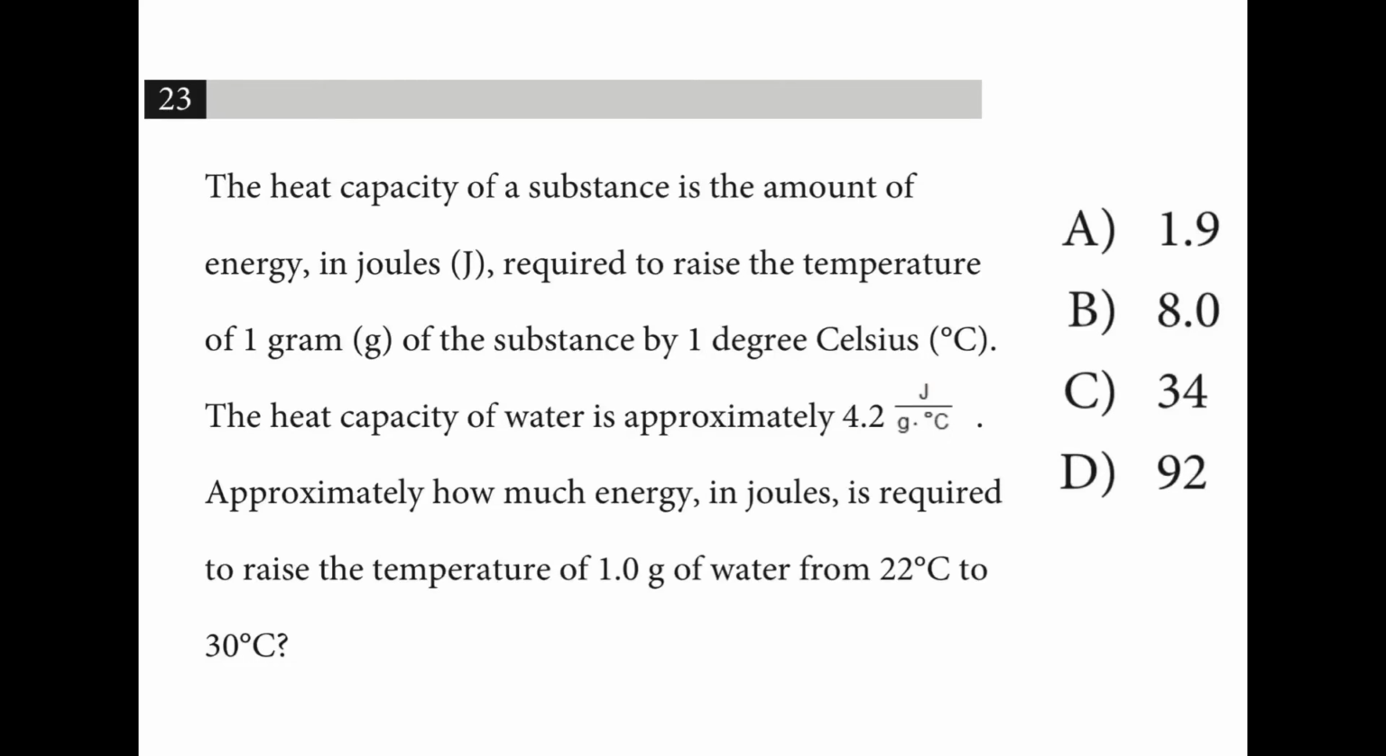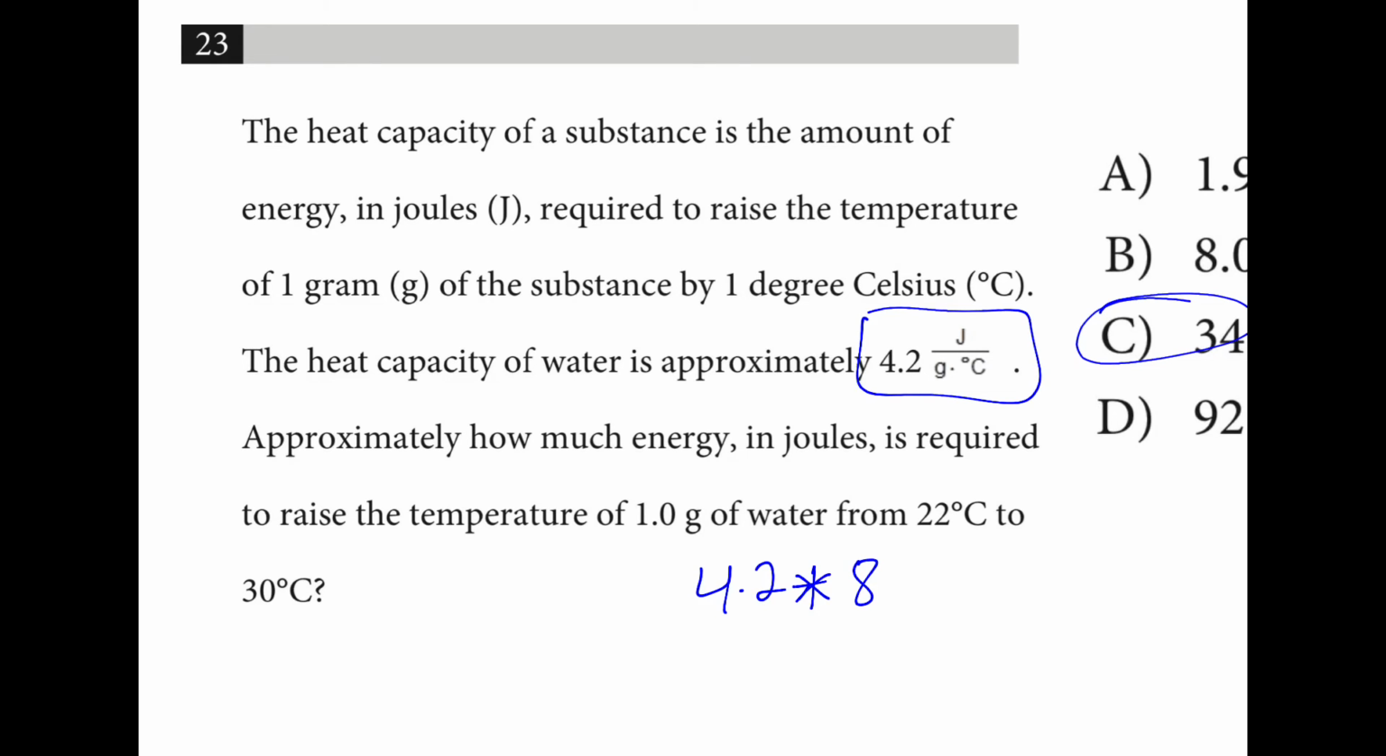This is a tricky one. The heat capacity of water is this right here, 4.2 times the energy divided by the grams of the substance times the temperature. So if I want to go up by 8 degrees, I can take 4.2 times 8, and that'll give me about 34. It works that way because we have 1 gram going in here, 1 degree going in here, but 8 times. So that's why the joules is multiplied by 8.